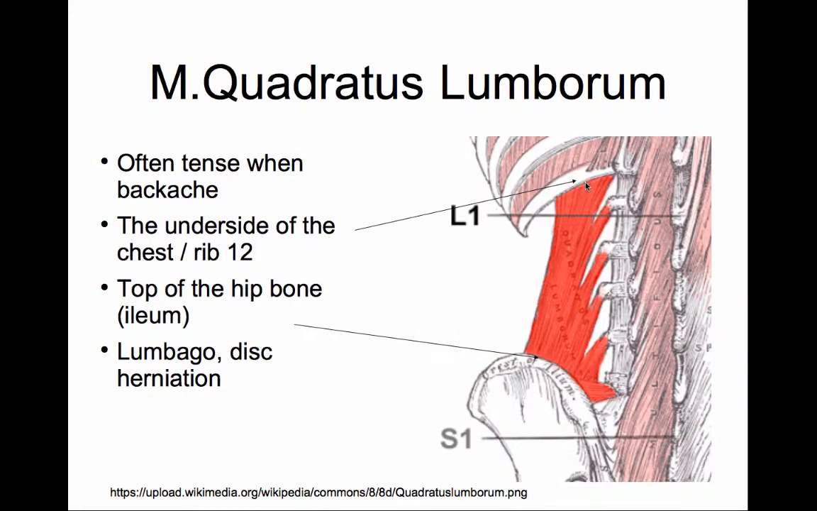Then we have the M. quadratus lumborum. It has the origin from the underside of the chest, and the insertion is on the top of the hip bone here. These are very important points for people with back ache. You can also do the transverse processes here on the vertebrae.